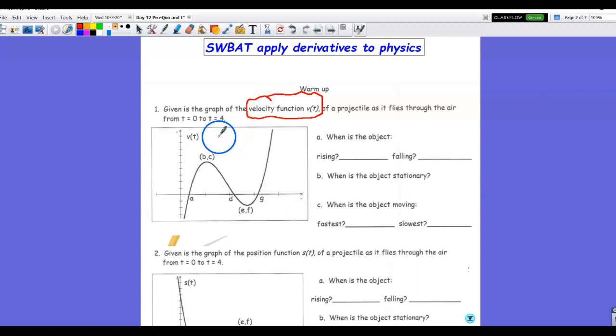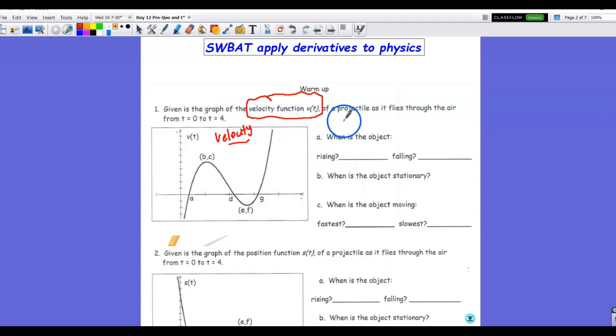have? And a lot of times I will even come over here, even though it already has v of t on here, and actually write the word velocity so that my brain remembers what kind of function I'm looking at, because how I answer the questions is going to be dependent on what function I'm looking at.